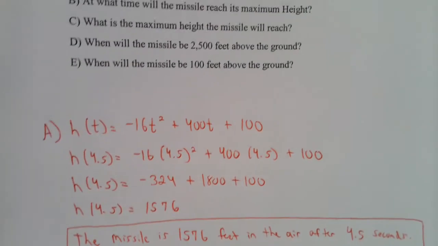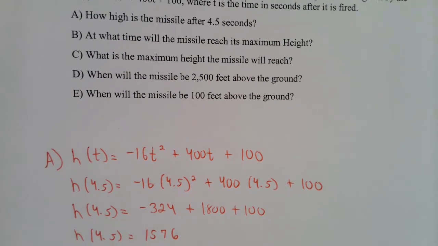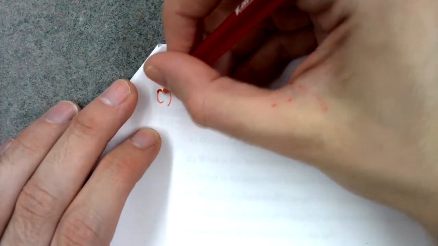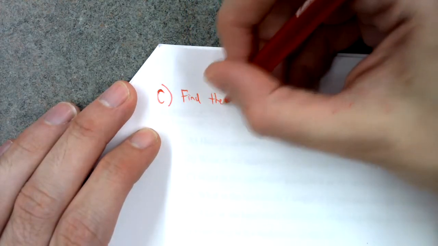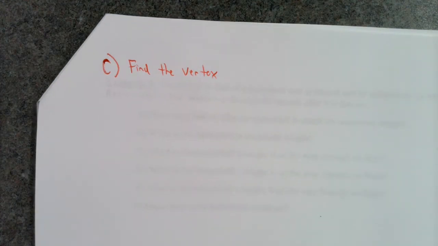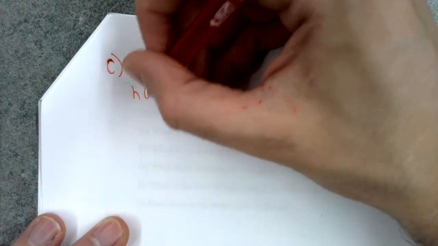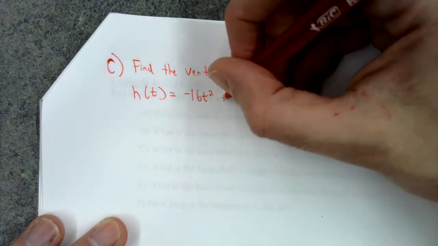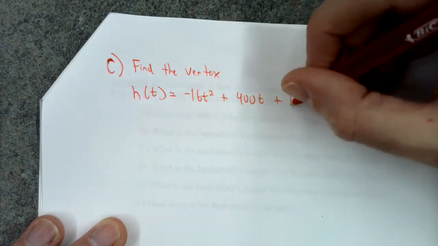Okay, part C, what is the maximum height? If you think back to lesson 2, that is the y value of the vertex. So we are going to find the vertex for part C. I'm going to do that in the back. So I'll say part C, find the vertex. I'm going to recopy the equation from the original problem. H of t equals negative 16t squared plus 400t plus 100.